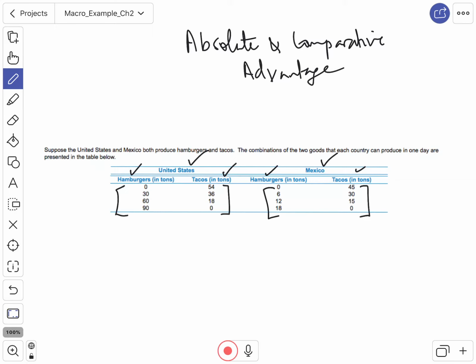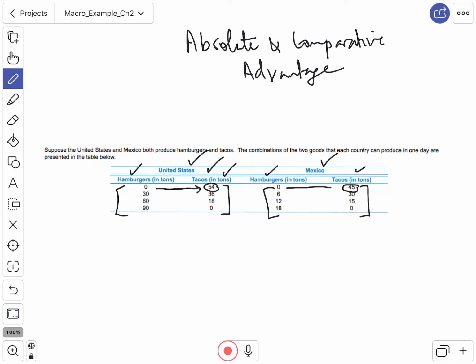So if we can see here, if the USA devoted all the resources to tacos, it's going to produce 54, and Mexico is going to produce 45. So we can say that the United States has an absolute advantage in the production of tacos.